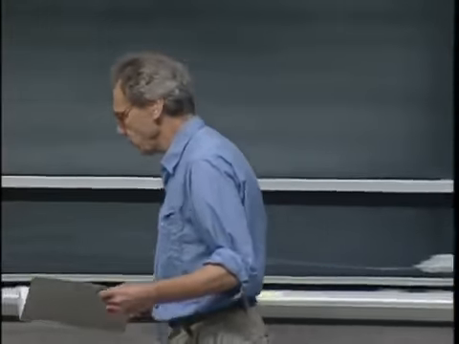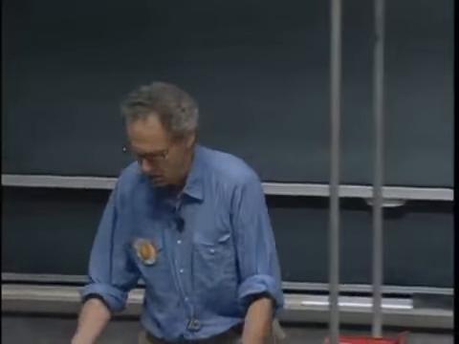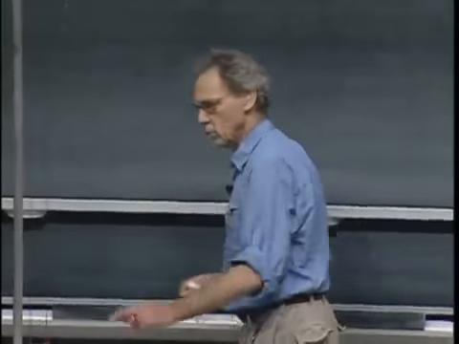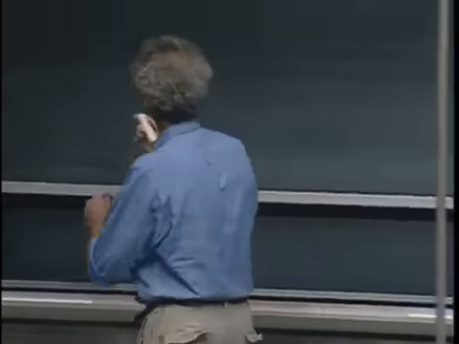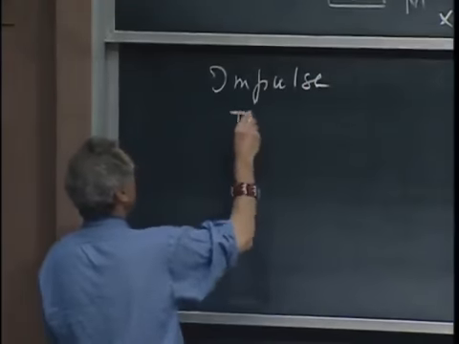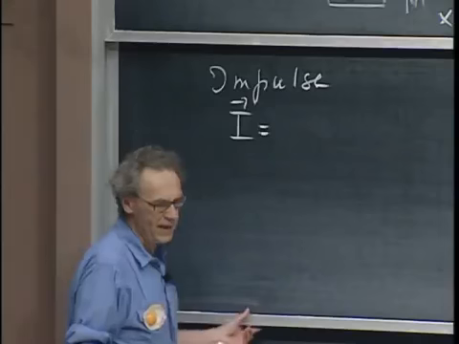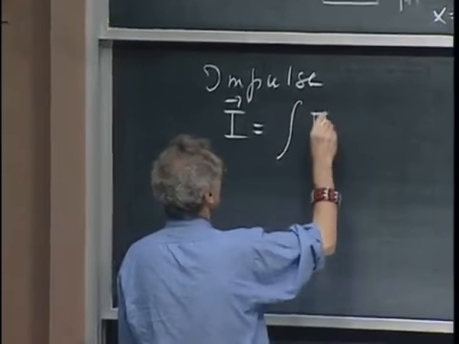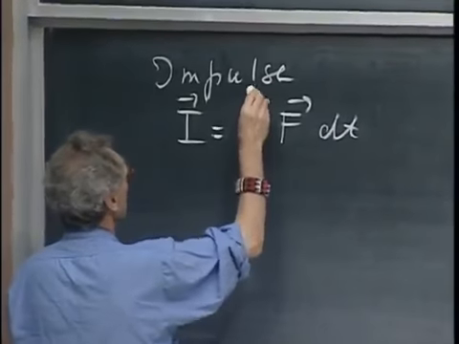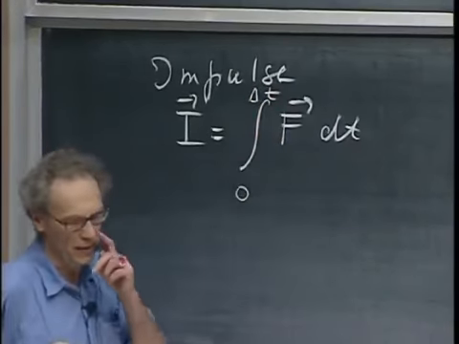Now I'm going to change to the concept of impulse. It's not completely unrelated to what we just did. An impulse is giving someone a kick. That's what an impulse is. Our bullet gave an impulse to this block. It gave it a kick. Impulse is a vector, and it is defined as the integral of F dt during a certain amount of time, let's say from 0 to delta t.